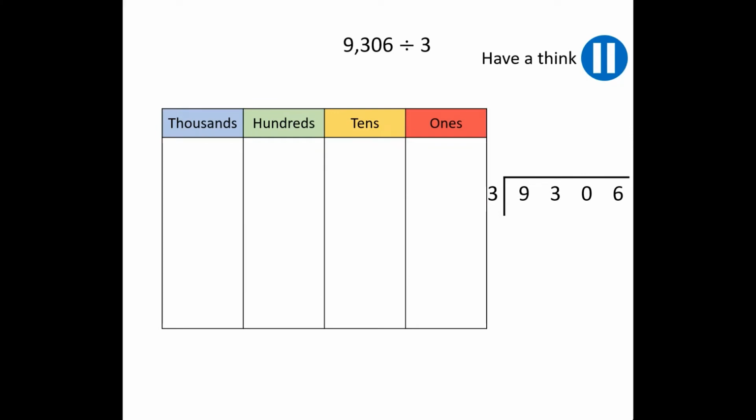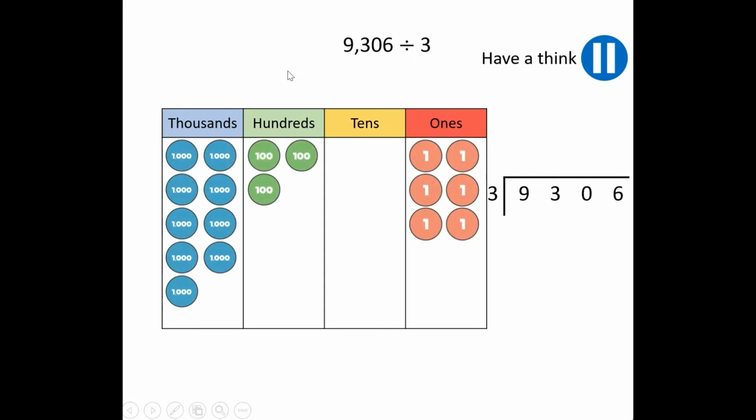Let's have a go at this one. Again, on the screen, I have got the place value chart just to support us alongside the bus stop method. So the bus stop method is over here. So it's 9,306 divided by 3. First of all, we have to make sure that the correct amount of counters are in each place value chart. So let's have a go. We have 9,000s, 300s, no 10s, and 6 ones.